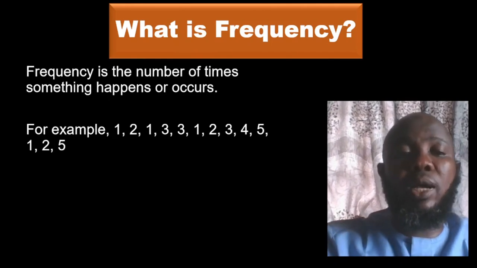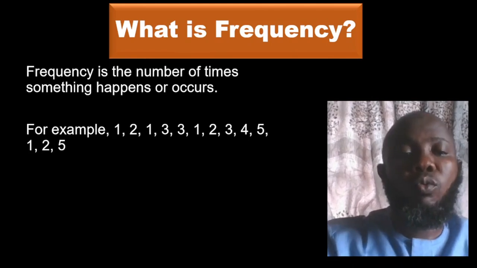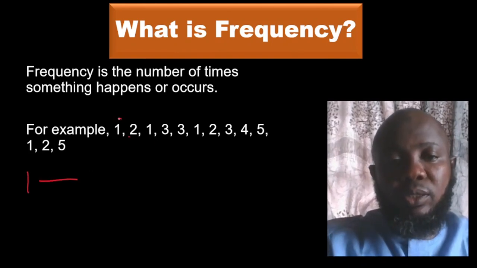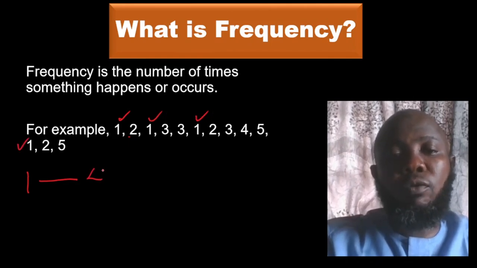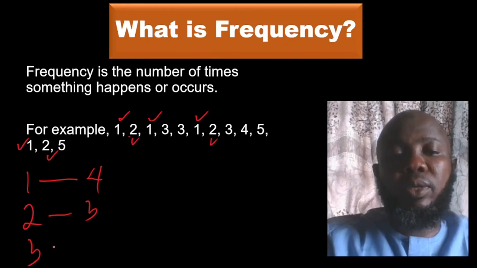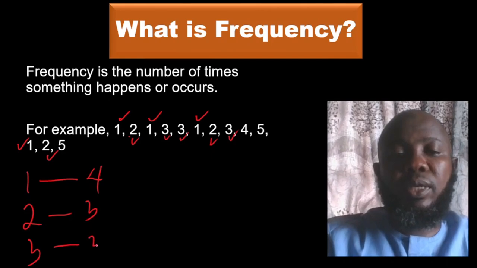So let's take a look at the first one here. We have 1. 1 appears how many times? We count. This is 1, 2, 3, 4. So the frequency of 1 is 4. 2 appears how many times? That is 1, 2, 3. 2 appears 3 times. 3 appears how many times? 1, 2, 3. It appears 3 times again.